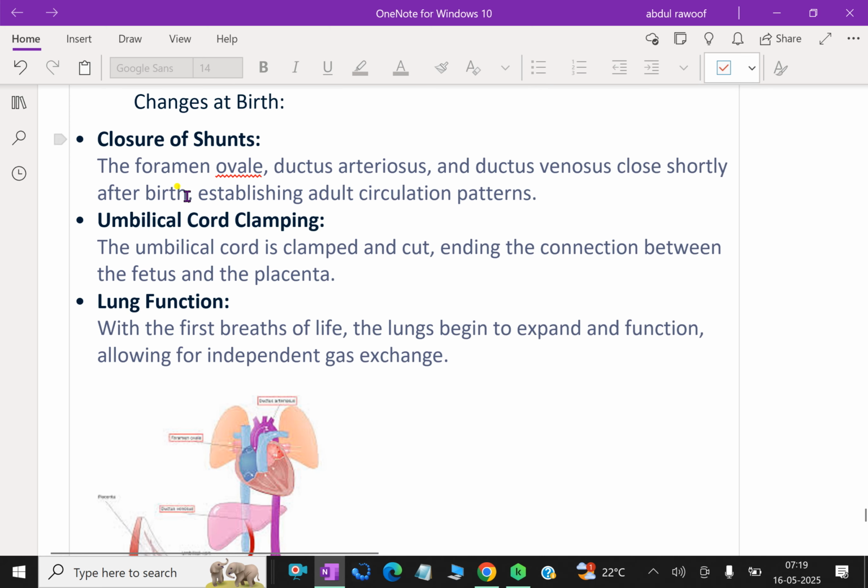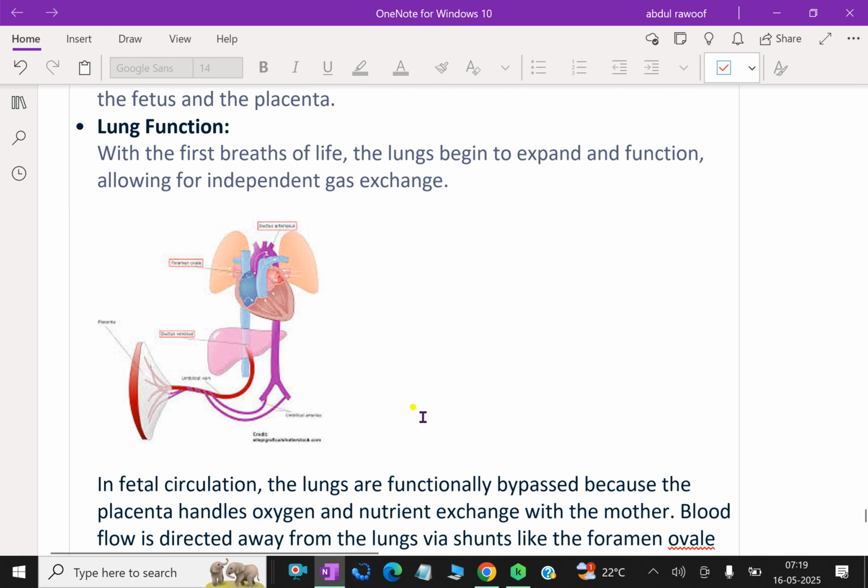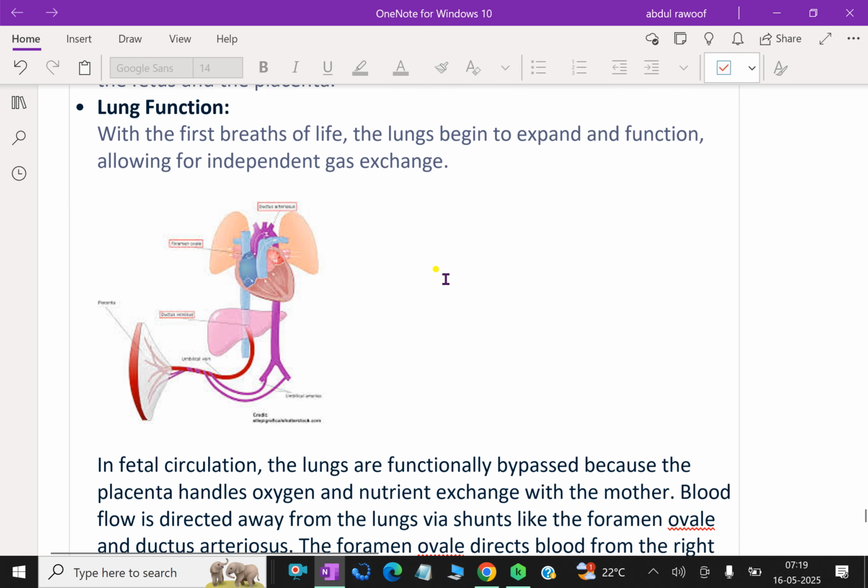Closure of shunts. The foramen ovale, ductus arteriosus and ductus venosus close shortly after birth, establishing the adult circulation pattern. Umbilical cord clamping. The umbilical cord is clamped and cut, ending the connection between the fetus and the placenta. Lung function. With the first breath of life, the lungs begin to expand and function, allowing for independent gas exchange.